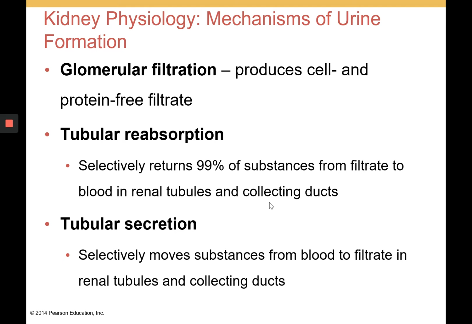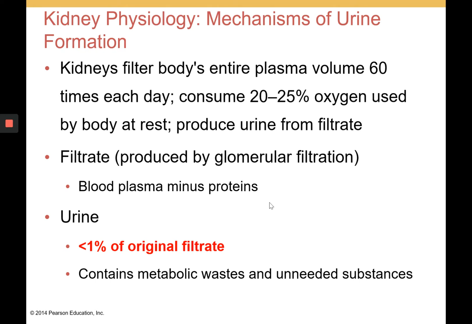So tubular secretion is also selective, but it's going to move substances from the blood back to the renal tubule system or back to the filtrate. You can also move these not back just to the renal tubule system, but to the collecting duct. So the kidneys are able to filter a lot of fluid, a lot of blood.